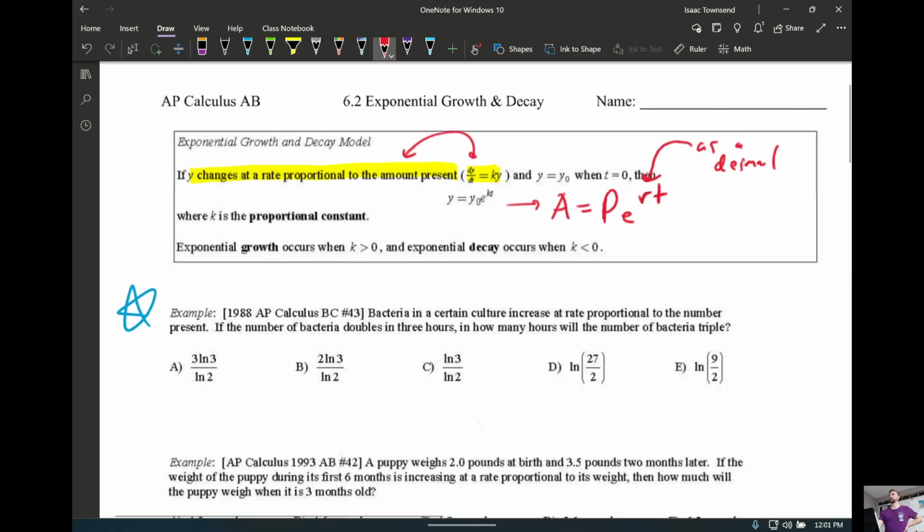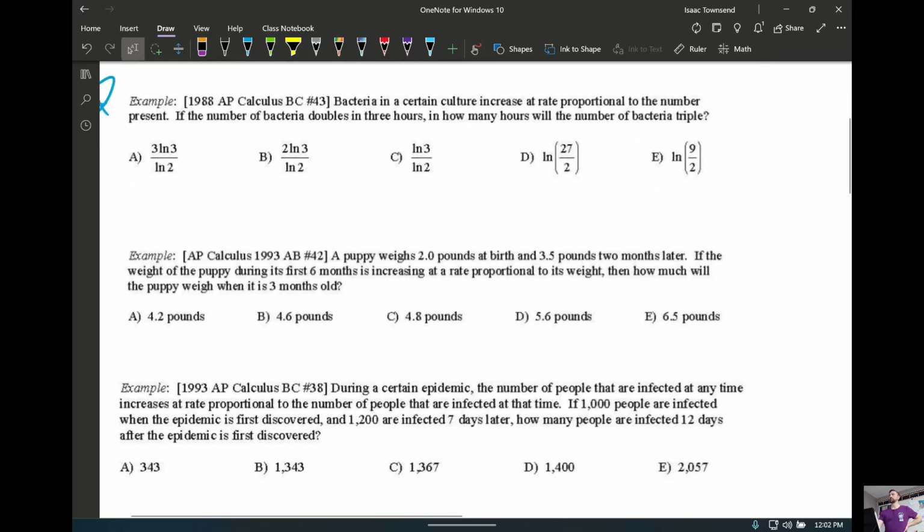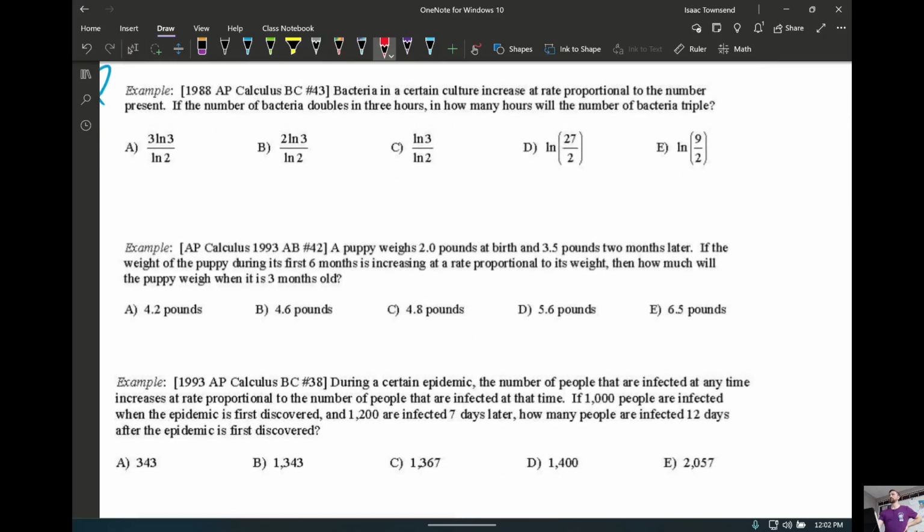Okay, so let me show you what you're going to be building up to as you work through the back page by doing this one example. But this is what you need to be able to do by the end of class. Alright, bacteria in a certain culture increase at a rate proportional to the number present. So that's how I know this is a PERT type question.